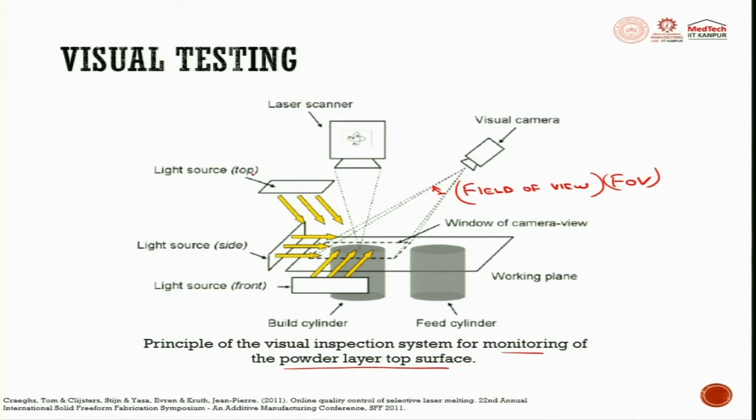This is the light source. In visual inspection, light is a major factor, and the part has to be properly illuminated. This is one of the basic requirements, because we need to find things only by looking at it. So the light source is at the top, at the side, in the front, so that the visual inspection is not hindered. There is a build cylinder and a feed cylinder; this is the general metal additive manufacturing setup in which visual inspection is being employed.